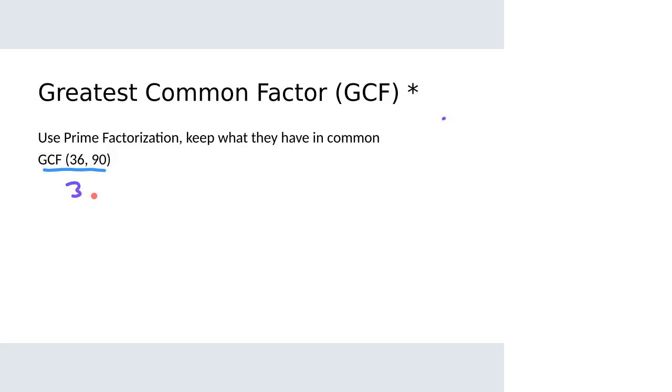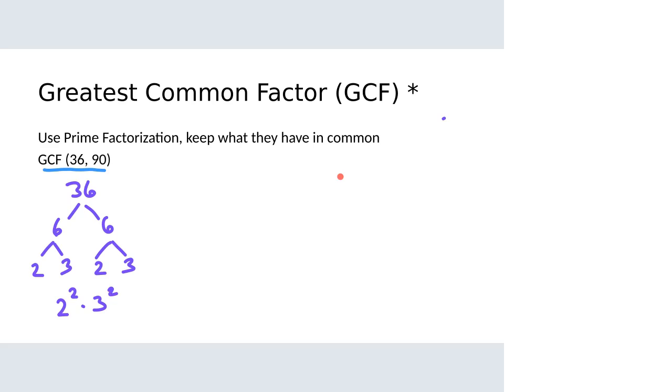So I need the prime factorization of 36. Well, let's see, that's 6 times 6. And this one will be 2 times 3, and this one will be 2 times 3. And I have 2 times 2 times 3 times 3, which I can write as 2 squared times 3 squared. So there's my prime factorization of 36. If anything in there doesn't make sense to you, make sure you ask about it.